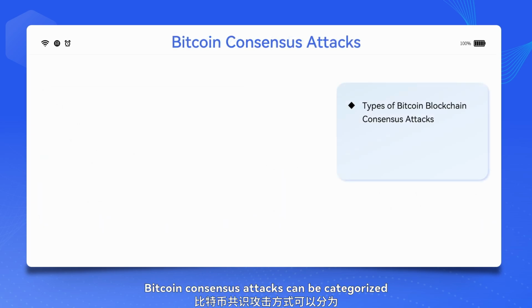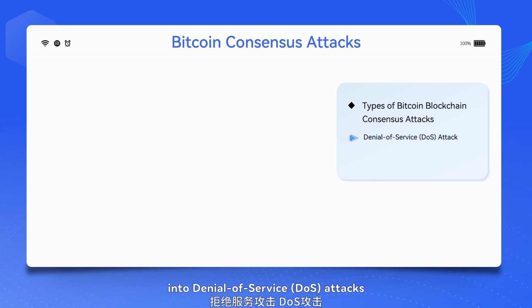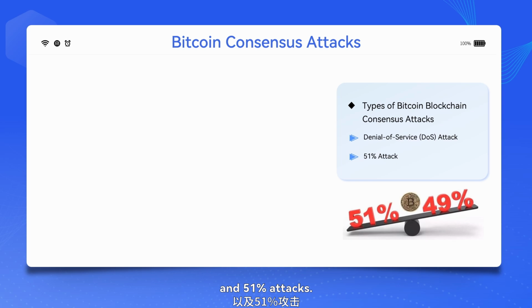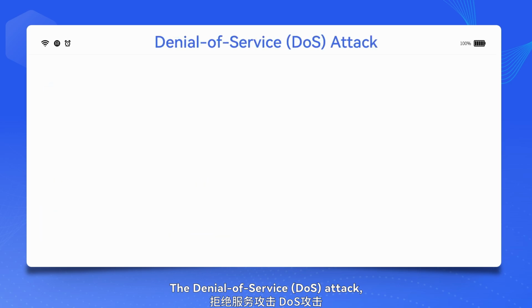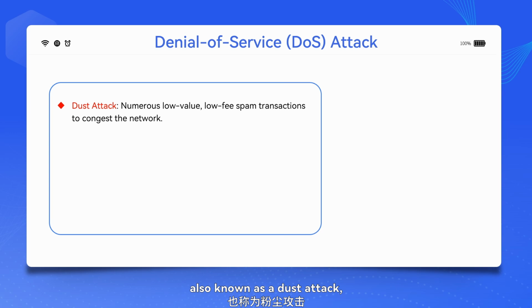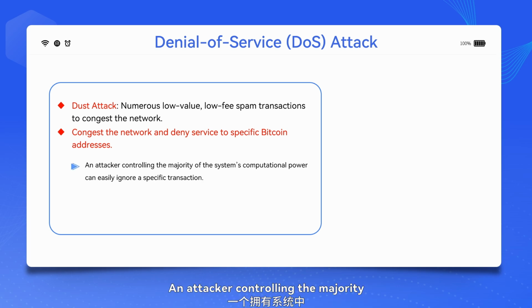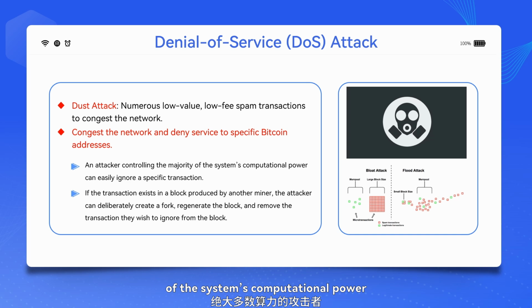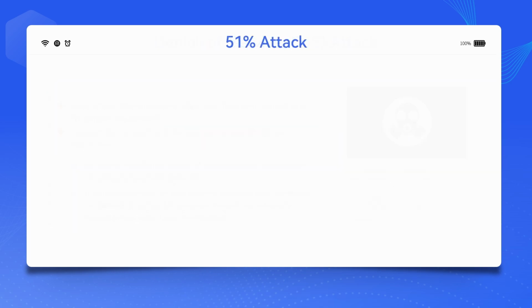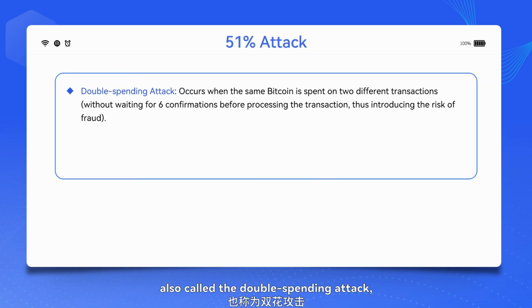Bitcoin consensus attacks can be categorized into denial-of-service attacks and 51% attacks. The denial-of-service attack, also known as a dust attack, involves flooding the network with numerous low-value, low-fee spam transactions to congest the network and deny service to specific Bitcoin addresses. An attacker controlling the majority of the system's computational power can easily ignore a specific transaction. The 51% attack, also called the double spending attack, occurs when the same Bitcoin is spent on two different transactions.